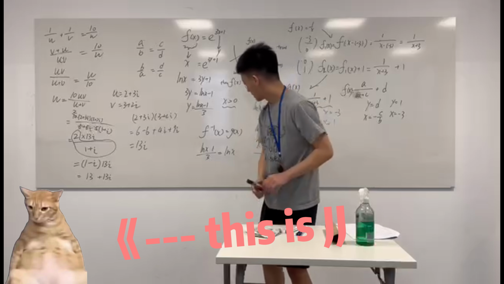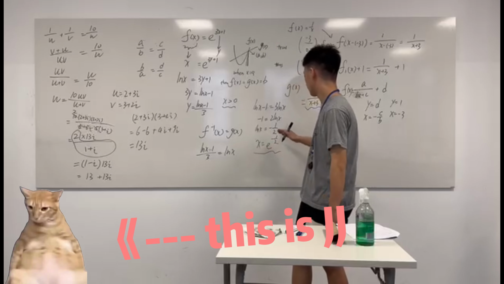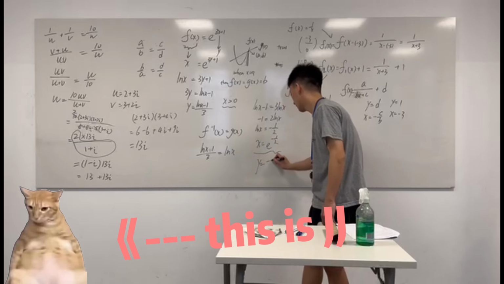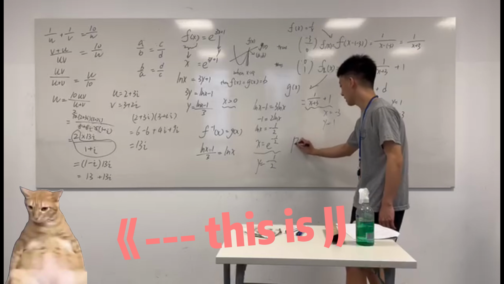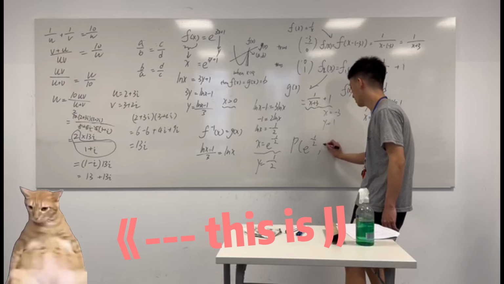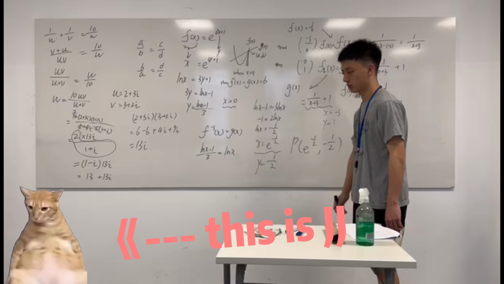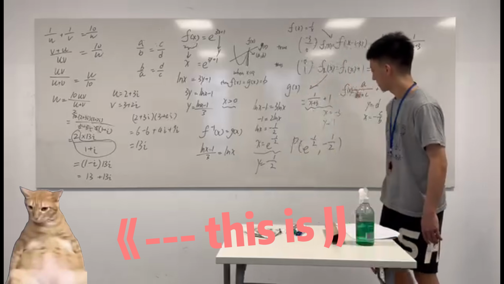So the safer way is to put x equal to e to the power of negative 1 over 2 into here. Then we get y is equal to negative 1 over 2. So the point P is (e to the power of negative 1 over 2, negative 1 over 2). Okay, that's it.